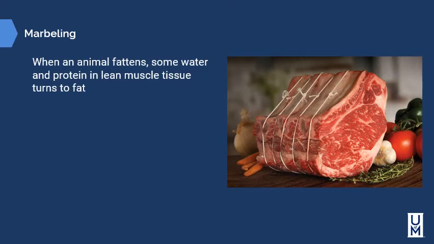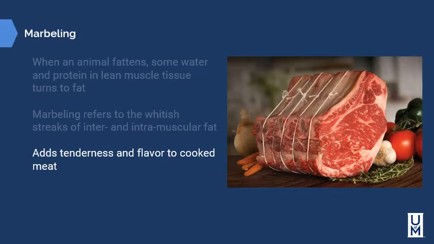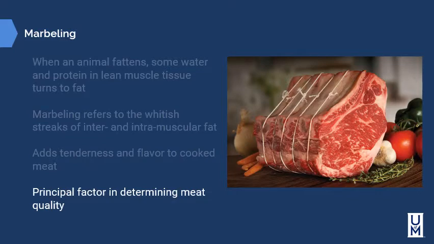And speaking of muscles and fat in particular, let's talk about marbling. Marbling is when an animal fattens, and some water and proteins in lean muscle tissues turn to fat. Marbling refers to these whitish streaks of inter and intramuscular fat. It adds tenderness and flavor to cooked meats, and it's the principal factor in determining meat quality. The amount of intermuscular fat, or marbling as we call it, is going to determine the grade of the beef, being either select, choice, or prime.